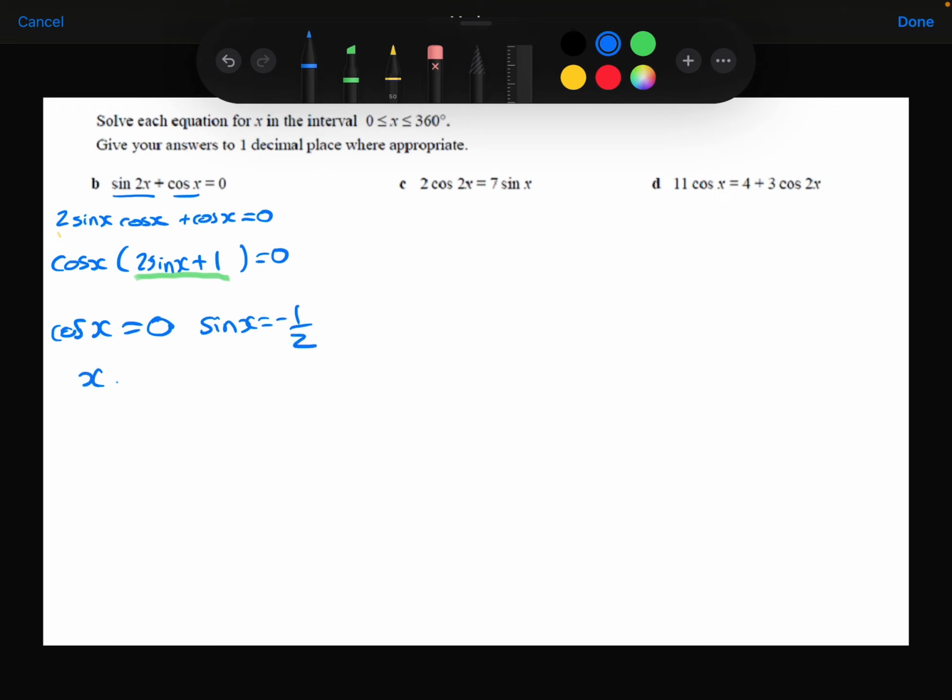I know that cos equals 0 at 90, or if you wanted to, you could do cos inverse of 0, and you get 90. Just to draw a quick cos graph to find the other solution for where it's equal to 0. So I know cos is equal to 0 at 90, or at 270.